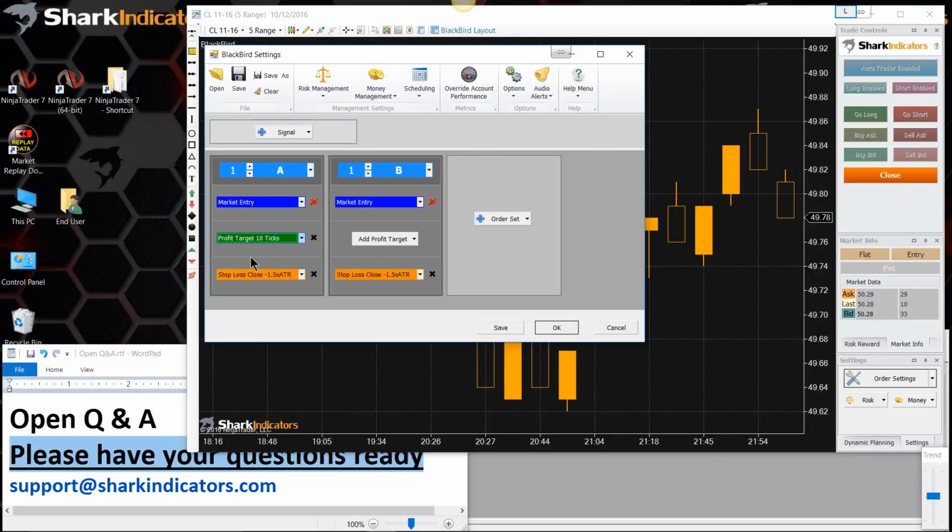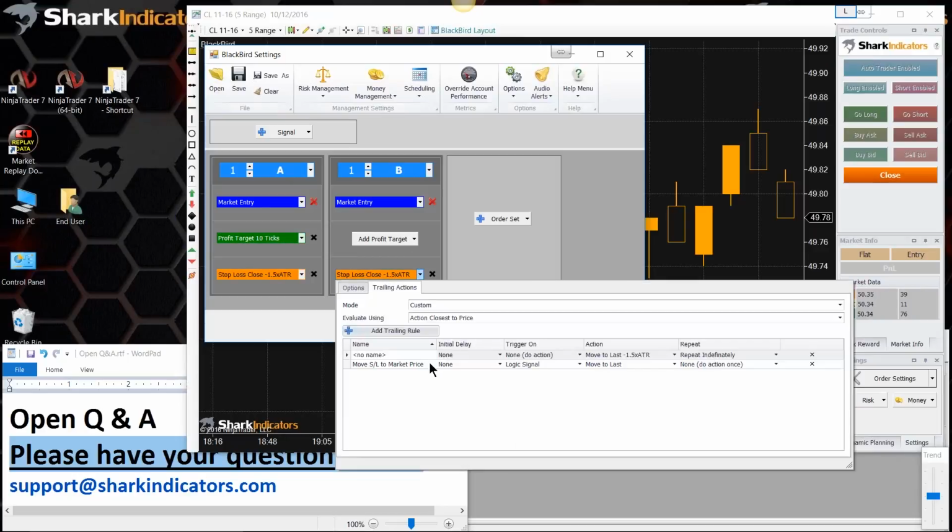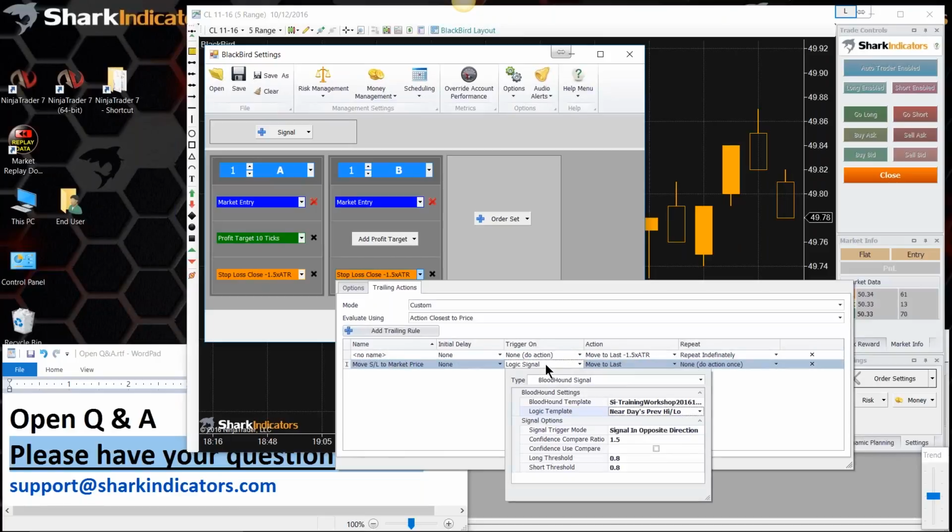So order set 1, or order set A, you can set this up to kind of mimic your ATM's trailing stop loss. And then order set B, you want to set that up so that it exits based on a BloodHound signal here. All right, so that's how you do that.